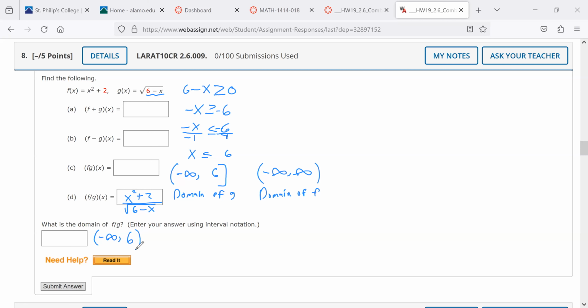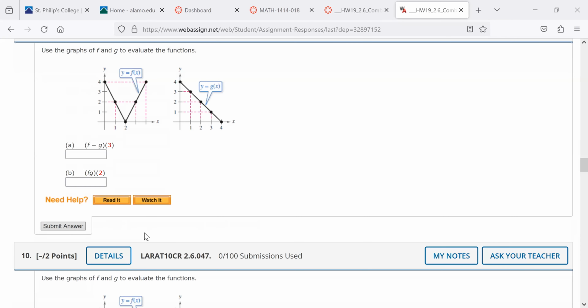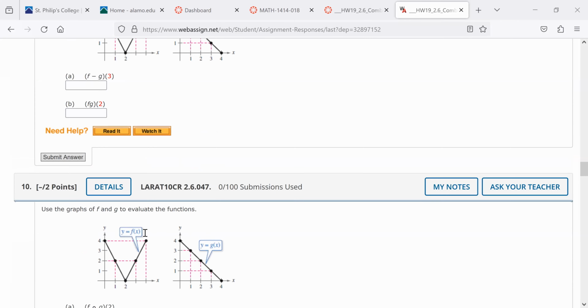Okay, so you guys are good. I'm going to move on then, if it makes sense how to find the domain of F over G. All right, cool. Let's move on to something else.